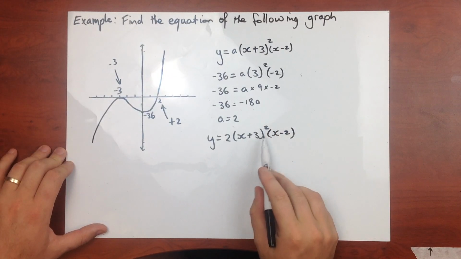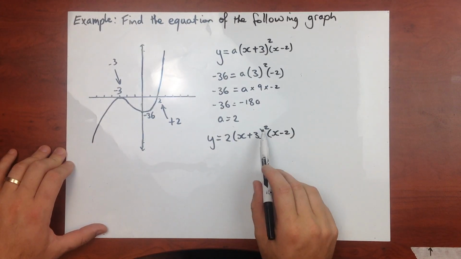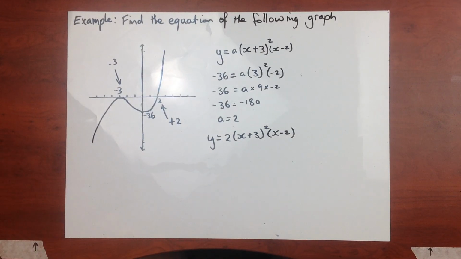Okay, and by convention we'll put the one with our x squared first as well. So we are starting with our highest power. Okay, so that's how we find our equation from that graph.